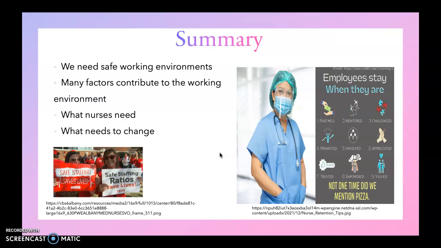In summary, we need safe working environments. A safe working environment for nurses is characterized by good professional relations, a supportive management style, and a balanced work-life schedule, as well as concordance between nurses, increased workload, and their skill mix, as well as adequate time to meet patients' needs, professional autonomy, adequacy of resources, and opportunities for professional advancement. This was found in the British Journal of Nursing.